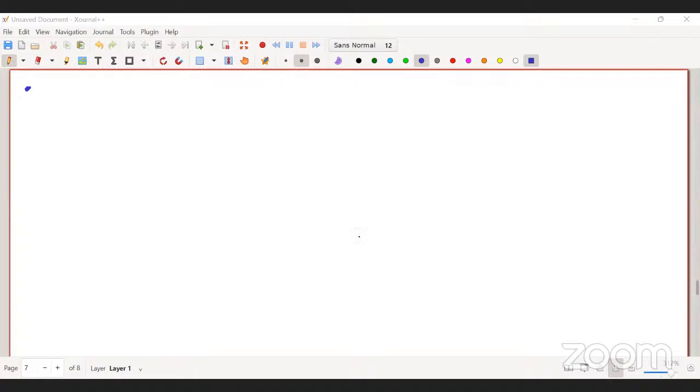Okay, so let me start with matrix. So the first thing is matrix. A matrix is basically a bunch of numbers in a rectangular box, arranged in rows and columns. So a matrix is something like this: a rectangular box where things are arranged in columns as well as in rows.